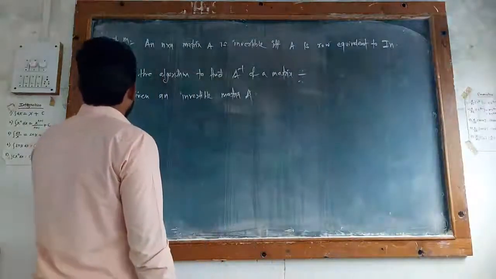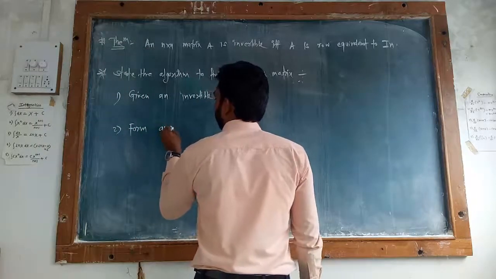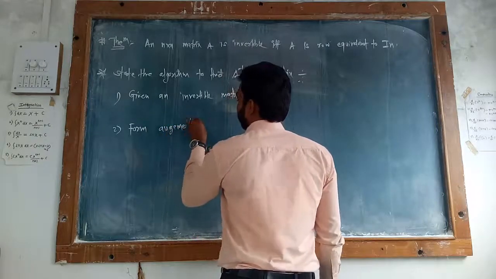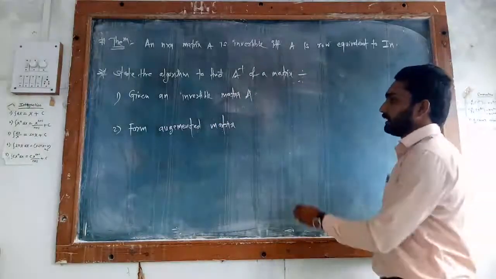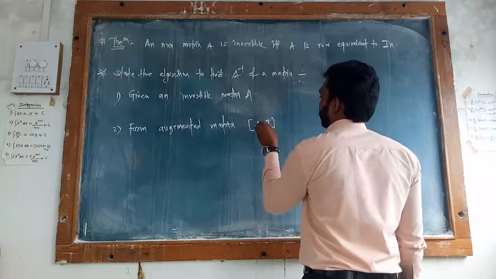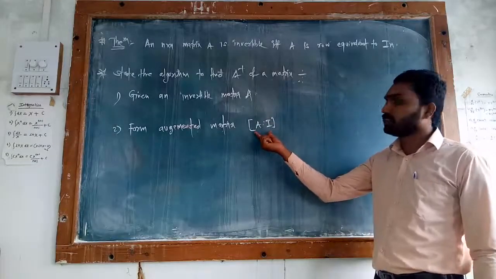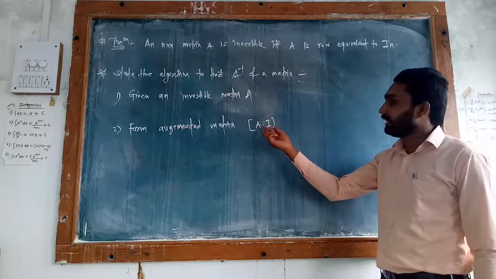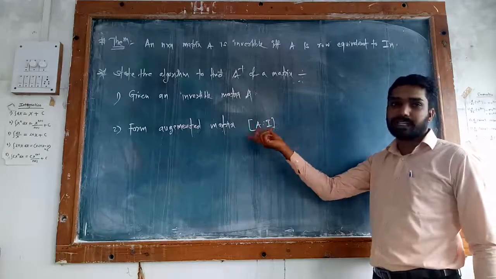Second step, form the augmented matrix, that is [A | I]. What is your augmented matrix? Second step is we have to form an augmented matrix, that is in bracket A double dot I. A is your given matrix and on the right hand side we will write down the identity matrix of that order.